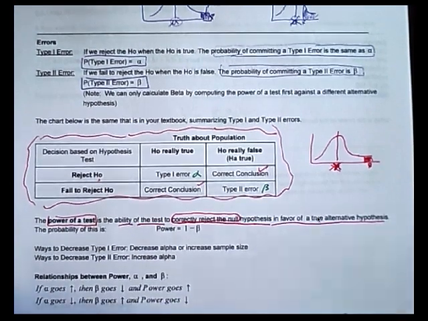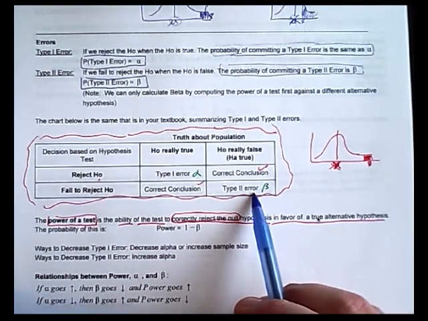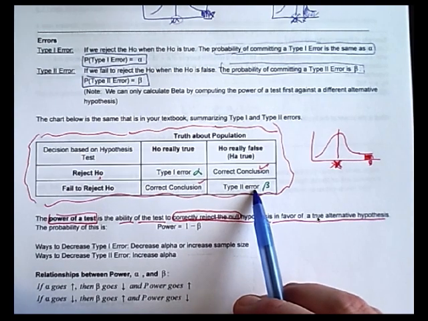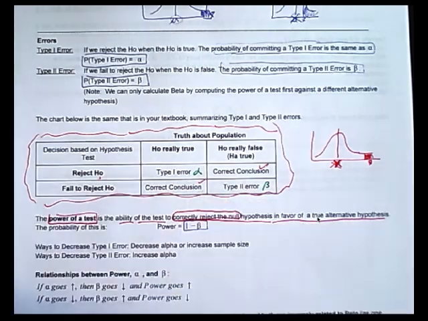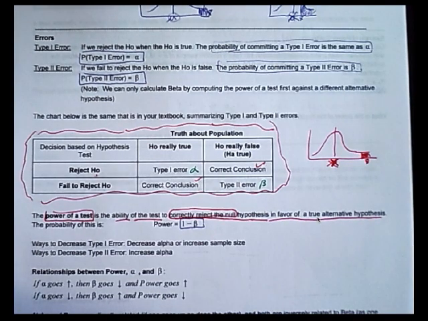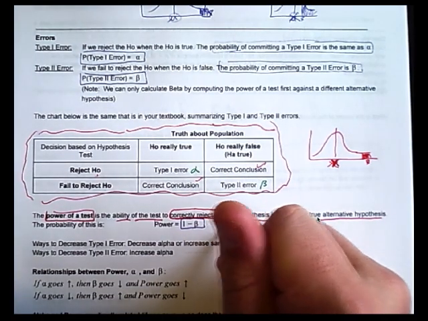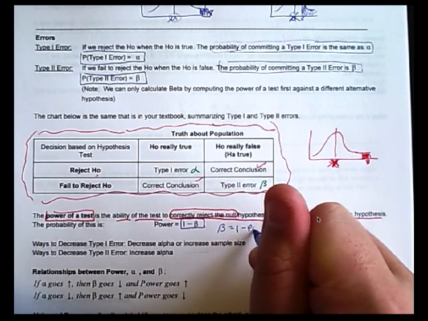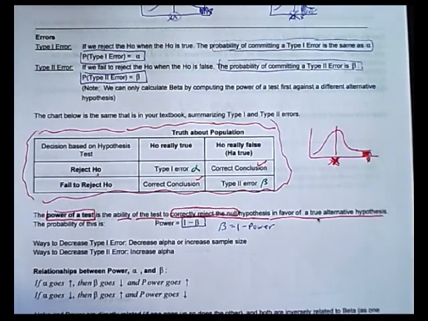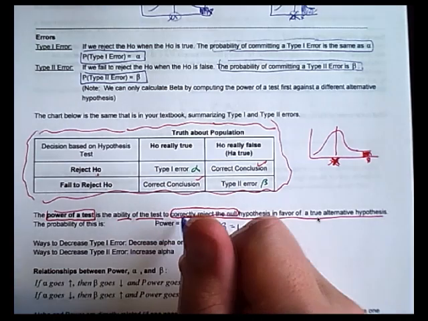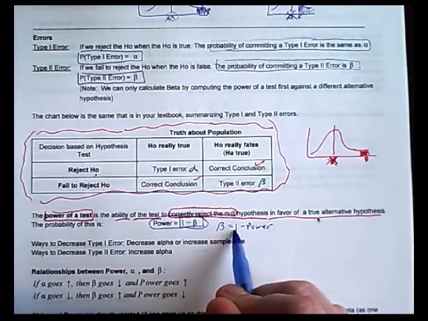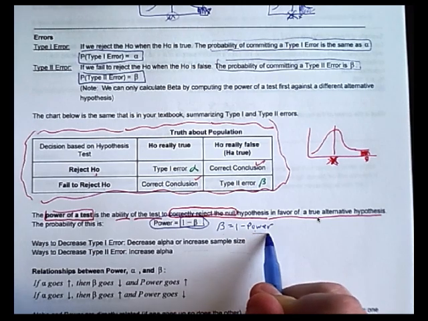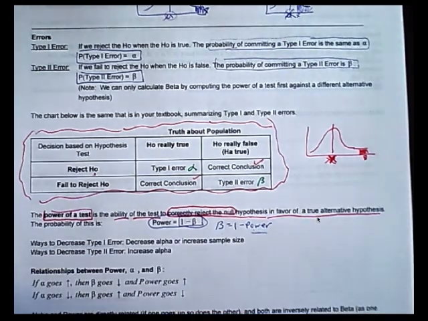So how do you figure out what beta is? How do you make a type 2 error? The probability of making a type 2 error, power is simply 1 minus beta. So if I rearrange this formula, beta would simply be 1 minus the power. So to figure out what beta is, you've got to do 1 minus power, but I've got to show you how to do power.